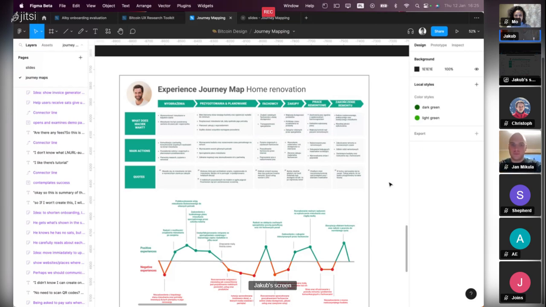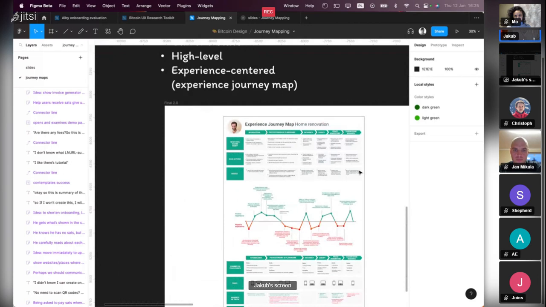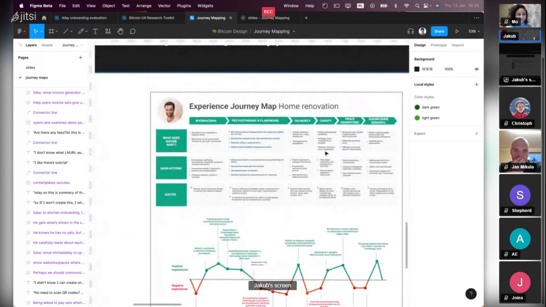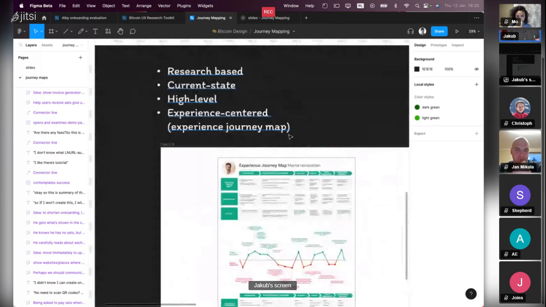Or in one persona it was probably like 4 people, and the other 4 people. So they are kind of merged together. So this is not a real person, but it's the real experiences of many persons. It's a current state journey map because it mapped current real experiences of house renovation.